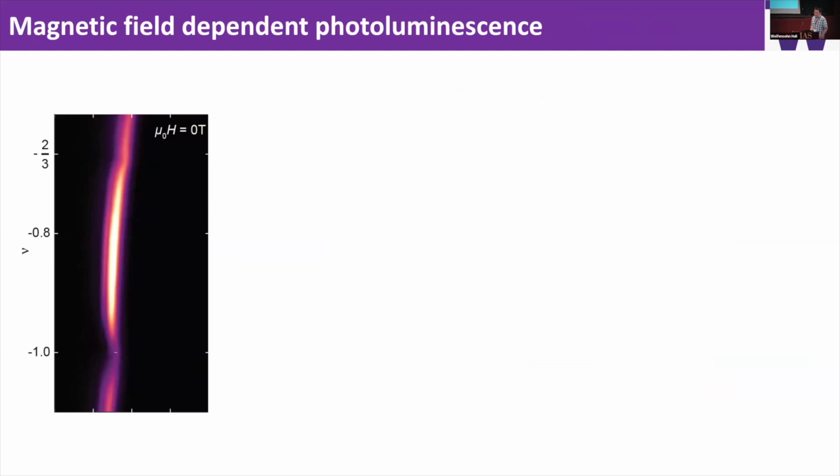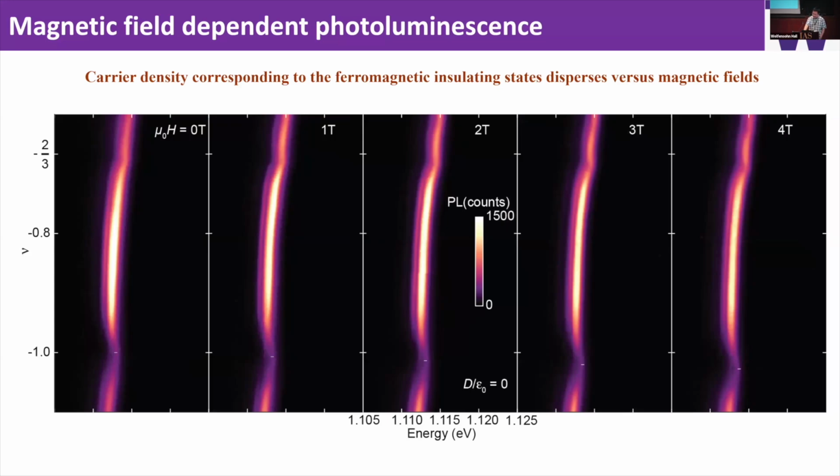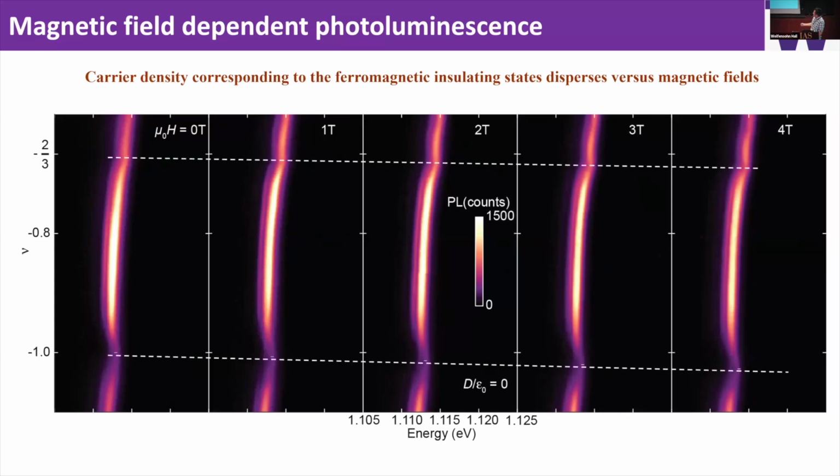Okay, so what we're going to do here is measure these PL intensities at different magnetic fields, from 1 Tesla all the way to 4 Teslas. What you can see is that the carrier density corresponding to the suppressed trion luminescence actually shifts as a function of magnetic field. So this means these incompressible states have dispersion.